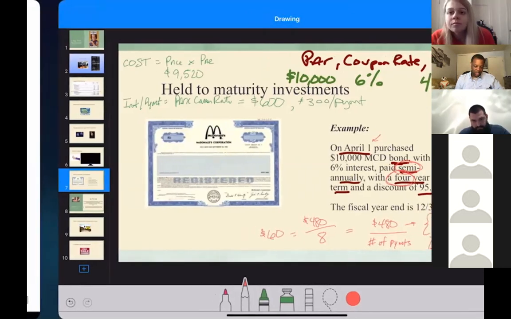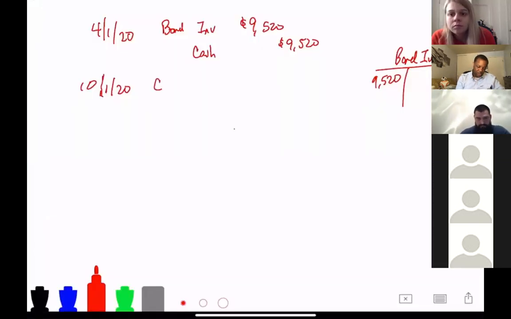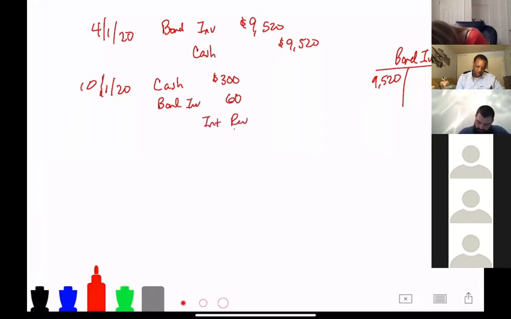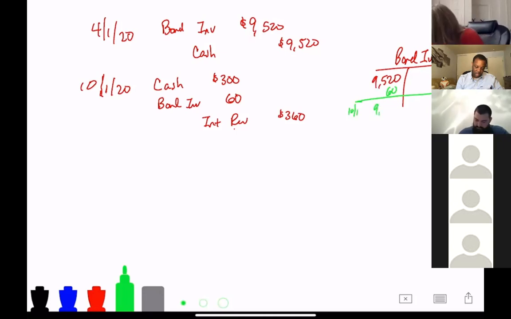So when it's time to get paid, we're going to get cash of $300. We're also going to increase our bond investment for $60, and our interest revenue is $360. So at the end, as of October 1st, the amortized cost that's reported on our balance sheet is $9,580.